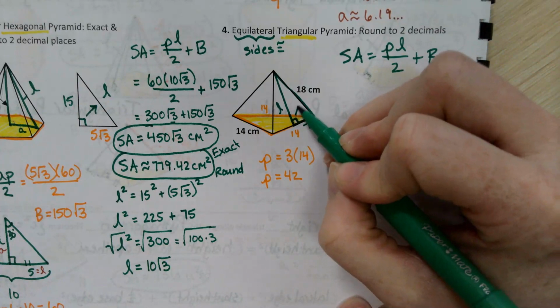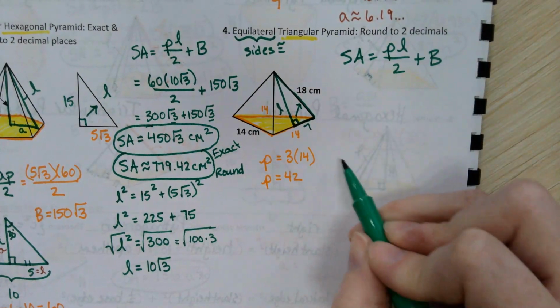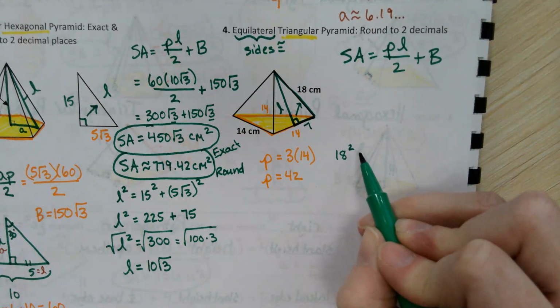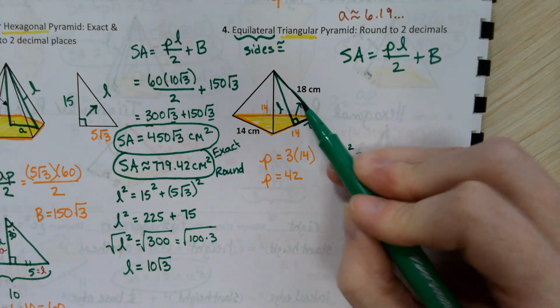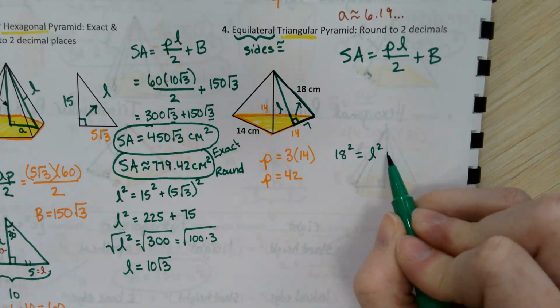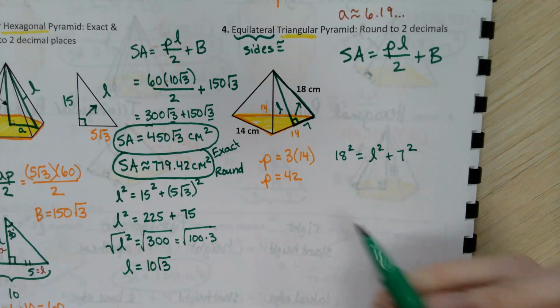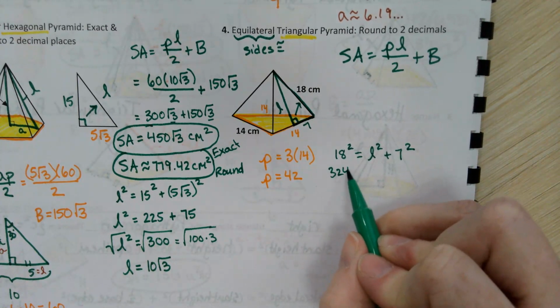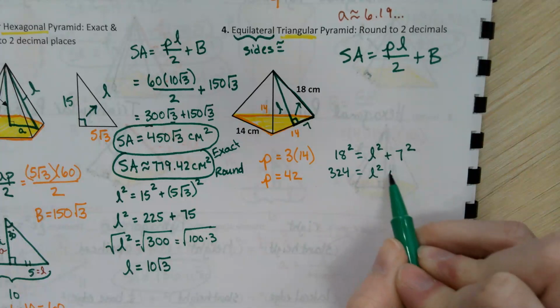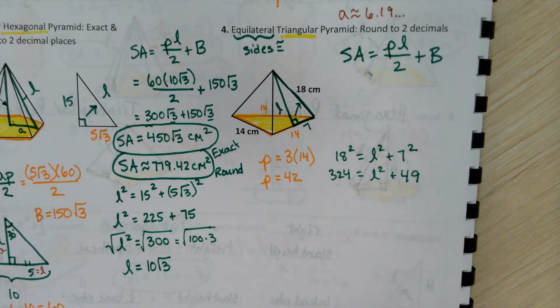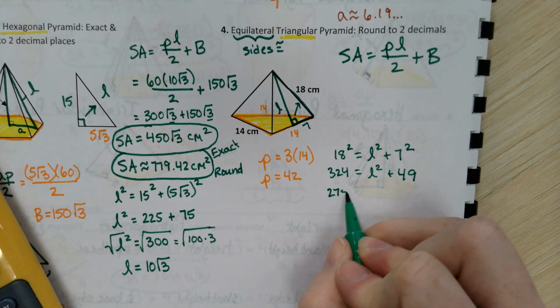And so again, I have an opportunity to use my c squared equals a squared plus b squared equation, but that lateral edge is the hypotenuse, and then the slant height and the half base edge are the a and the b values. 18 squared is 324, 7 squared is 49. So we do a quick subtraction here. 324 minus 49 gives us 275.